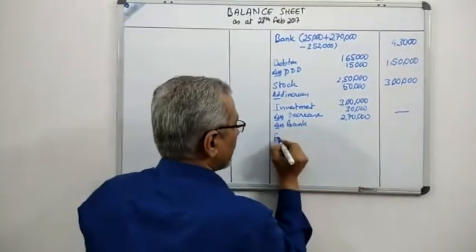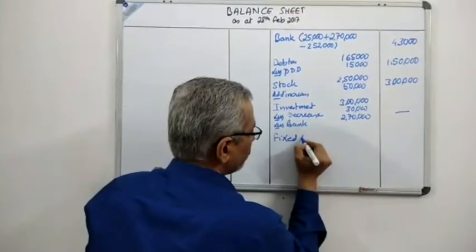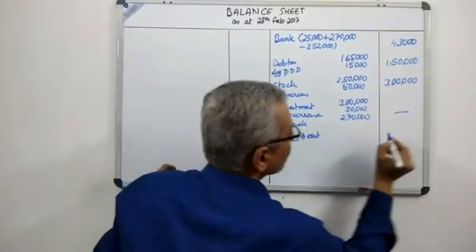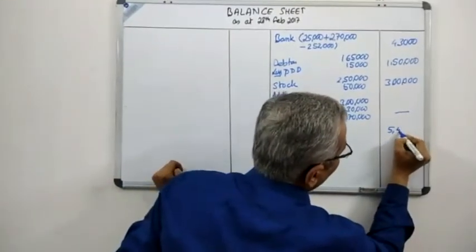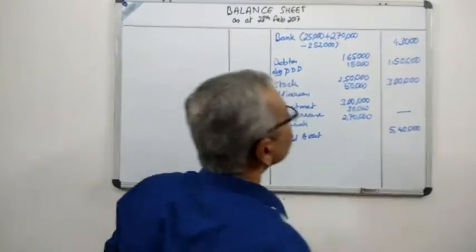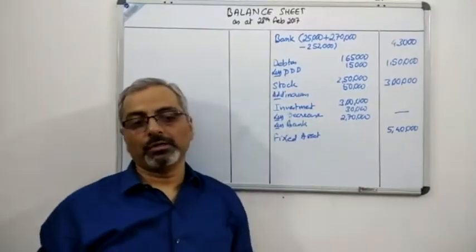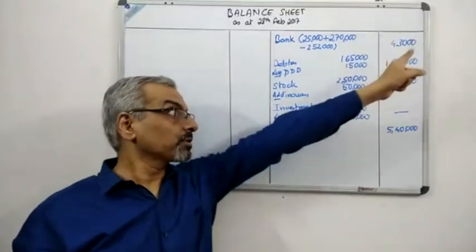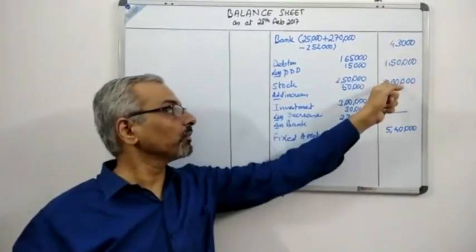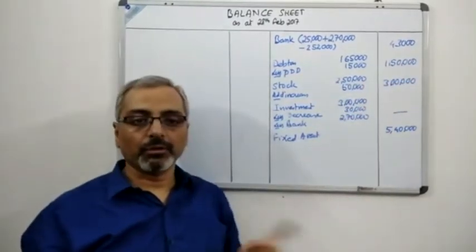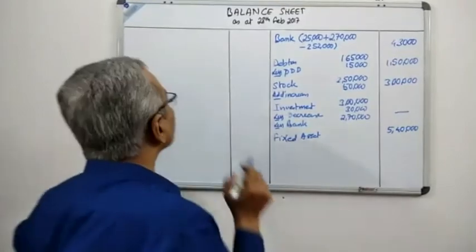Okay, so we have fixed assets 5,40,000. Please see very carefully. There are 4 figures on the asset side of the balance sheet: 43,000, 1,50,000, 3 lakh, and 5,40,000. Now let us come to the liability side of the balance sheet.